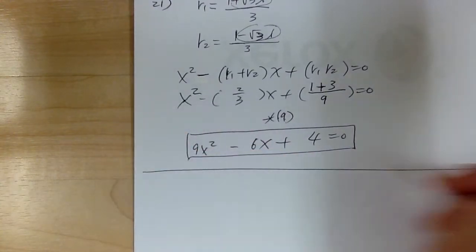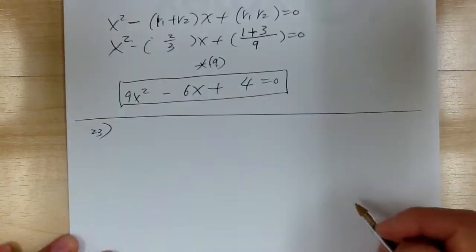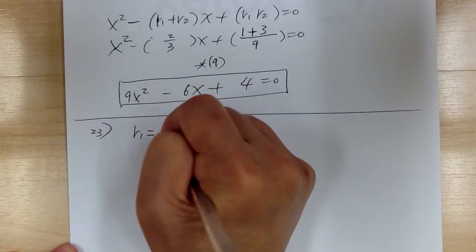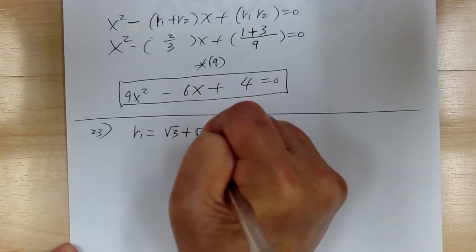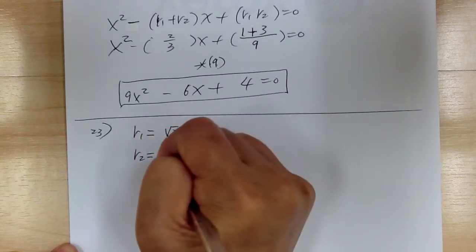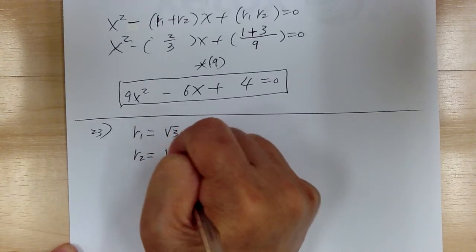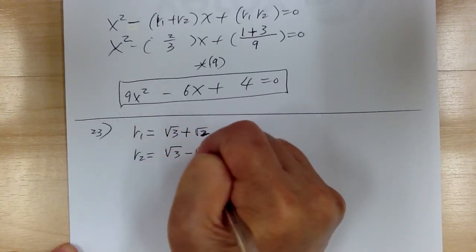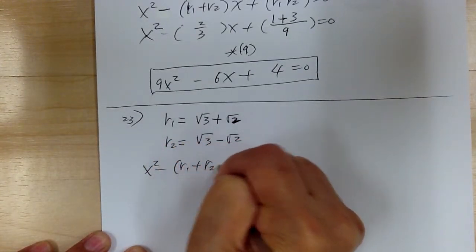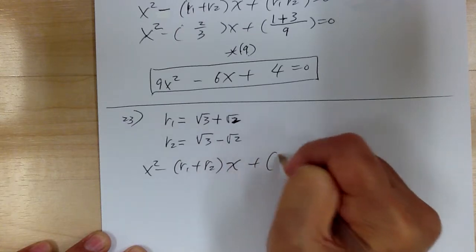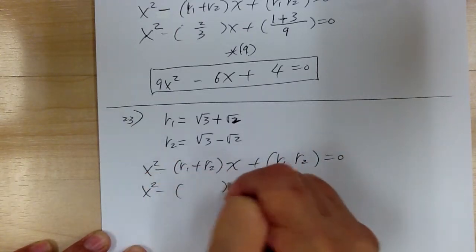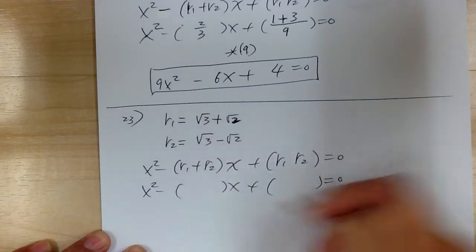Okay, let's go to 23. So you have R1 equal to square root of 3 plus square root of 2. You have R2 equal to square root of 3 minus square root of 2. So you can write down your root equation. Okay, and then get your template ready before you fill in the blanks.